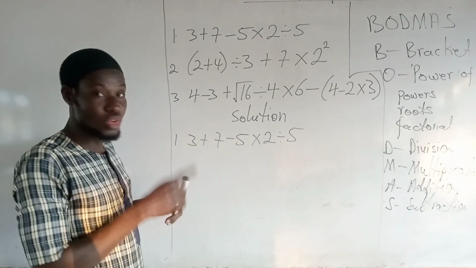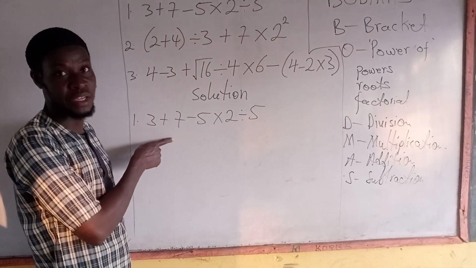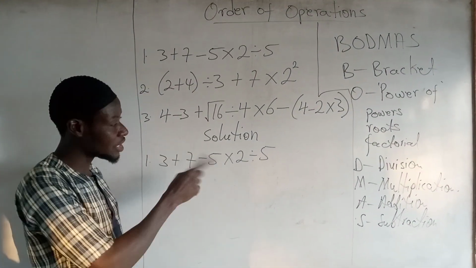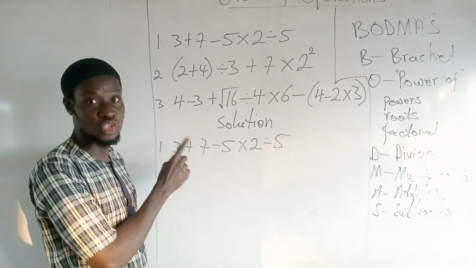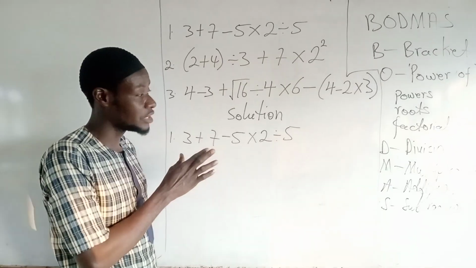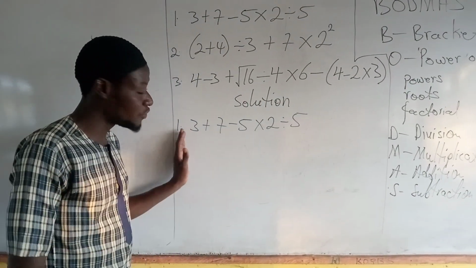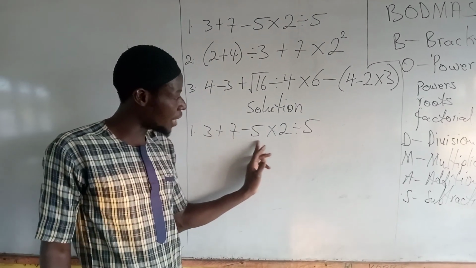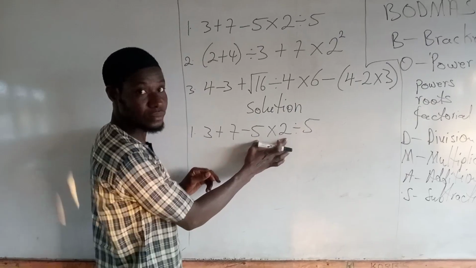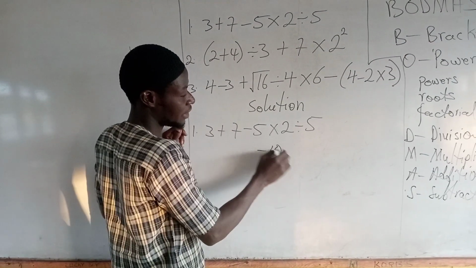Here you see that there is no expression in brackets, so we skip B. Then comes power of. There is nothing like a term with a power, nothing like a term with a square root or cube root or whatever root, and nothing like a term with a factorial sign. So we skip that. Then we consider division and multiplication, taking from left to right. Moving from left to right, multiplication comes first, so you simplify this one first. Multiplication first: -5 times 2 will give us -10.